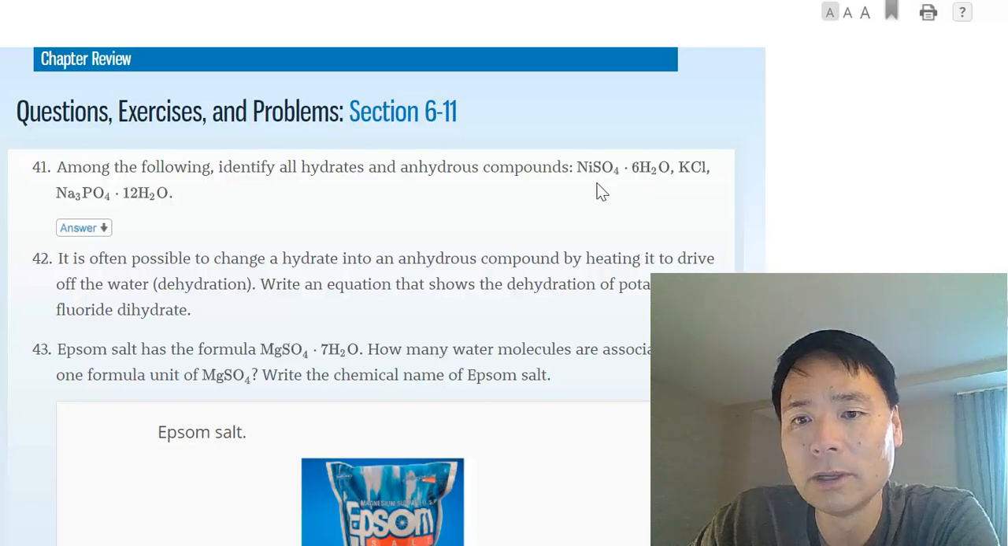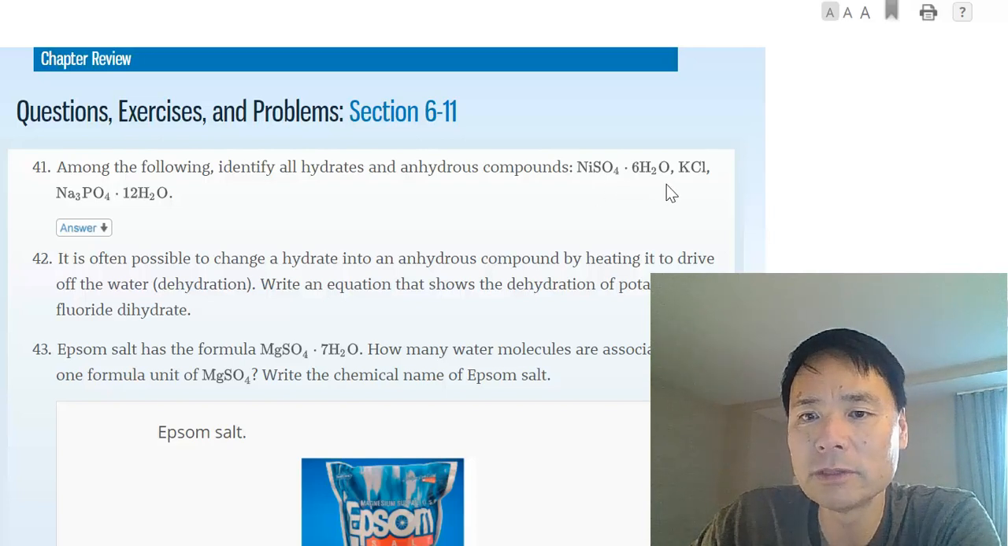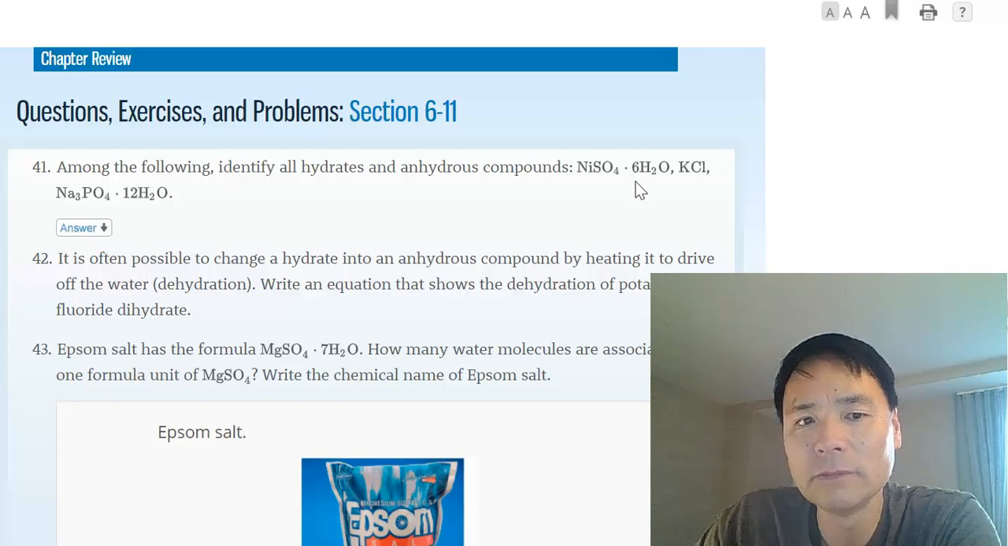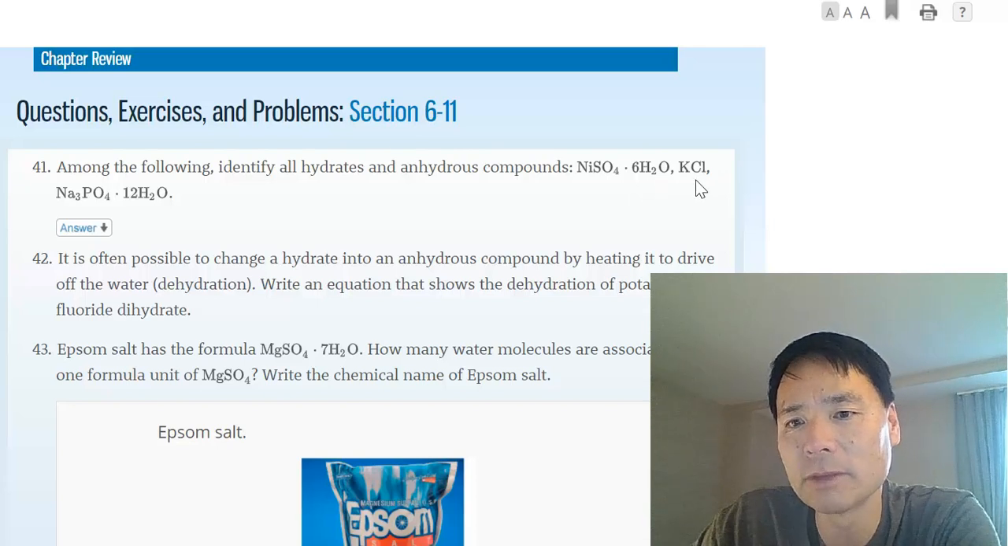And so naming hydrates is pretty simple. It's just nickel sulfate dot, or nickel sulfate hexahydrate or 6-hydrate. So nickel sulfate 6-hydrate or nickel sulfate hexahydrate. Okay, this would be potassium chloride. There's no waters getting trapped in there. Now, this is not wet. This is still a solid. The nickel sulfate still looks like a solid. Sometimes the color does change on the hydrated form versus the anhydrous form. This is anhydrous potassium chloride or just potassium chloride.